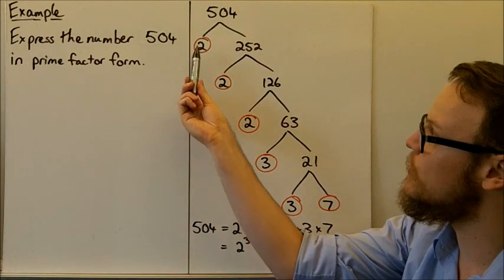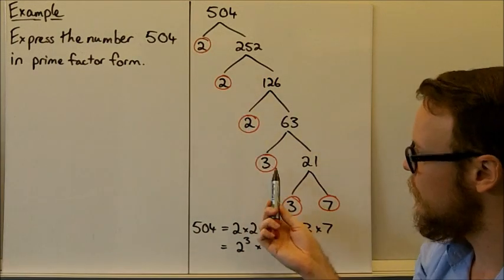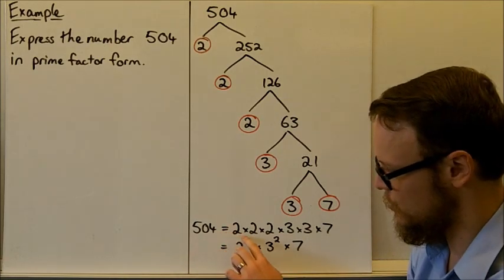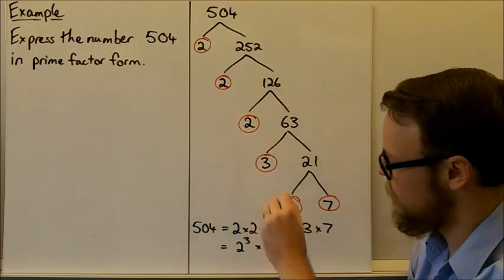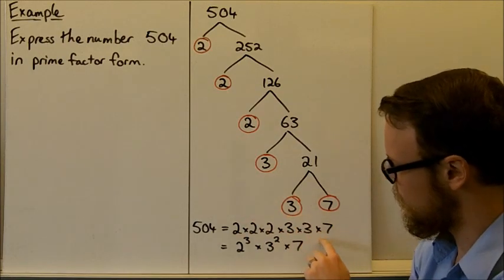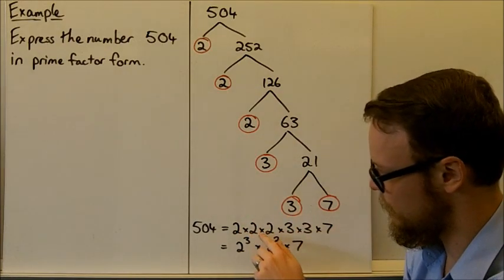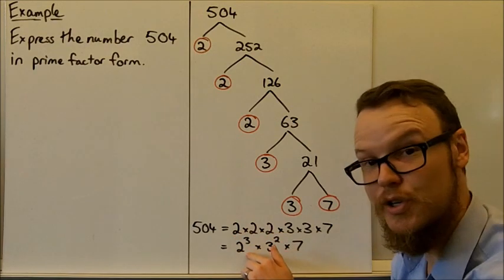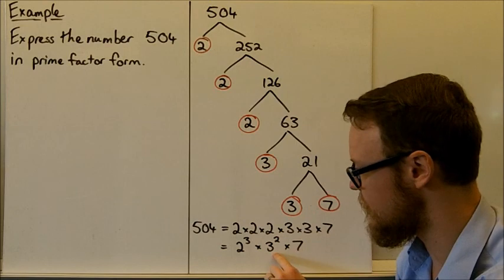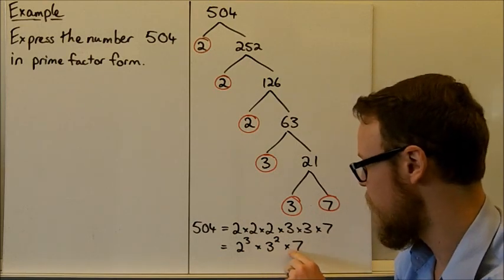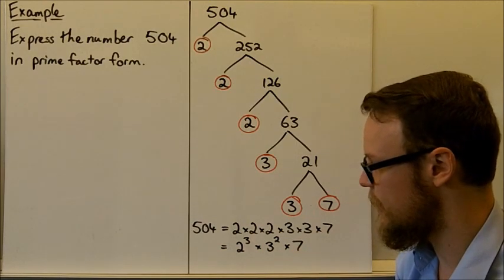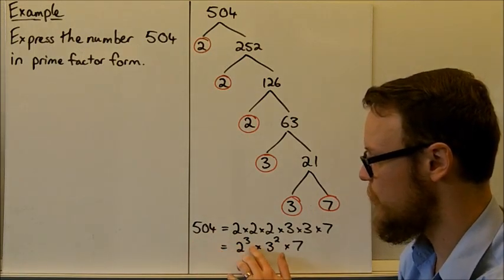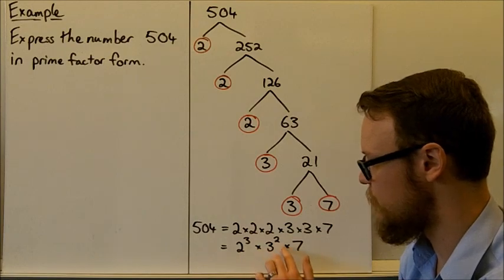On the tips of all my branches, I've got three 2s, two 3s, and a 7. So that means 504 is equal to 2 times 2 times 2, times 3 times 3, times 7. We can simplify there using power notation. 2 times 2 times 2 is the same as 2 to the power of 3, and 3 times 3 is the same as 3 to the power of 2. And then we multiply by 7 at the end there. So our prime decomposition of 504 is 2 to the power of 3 times 3 to the power of 2 times 7.